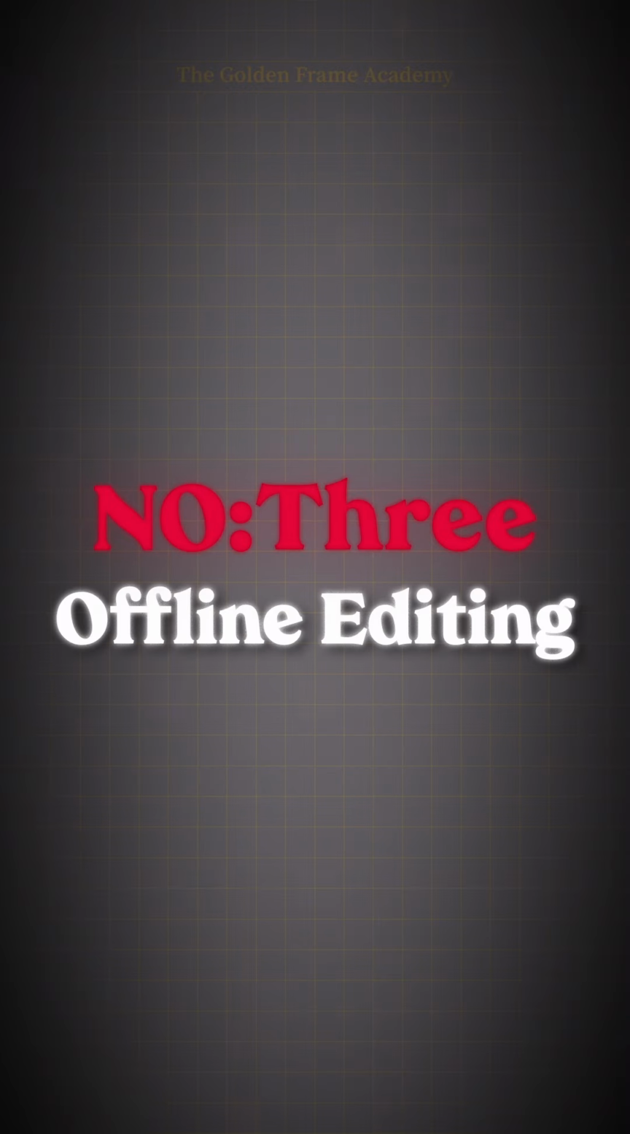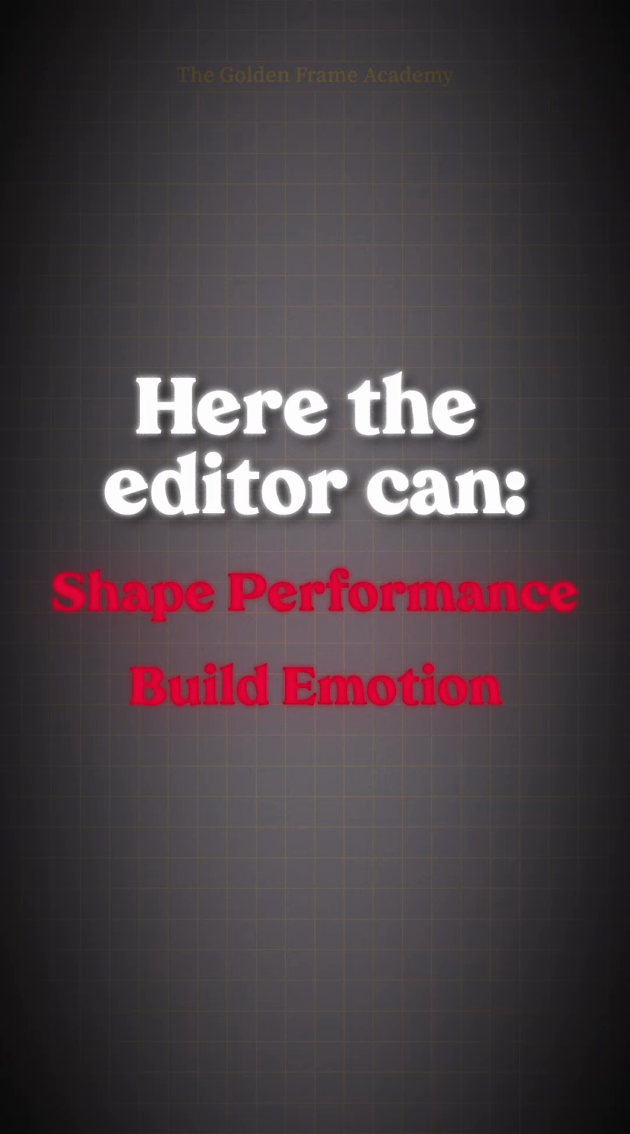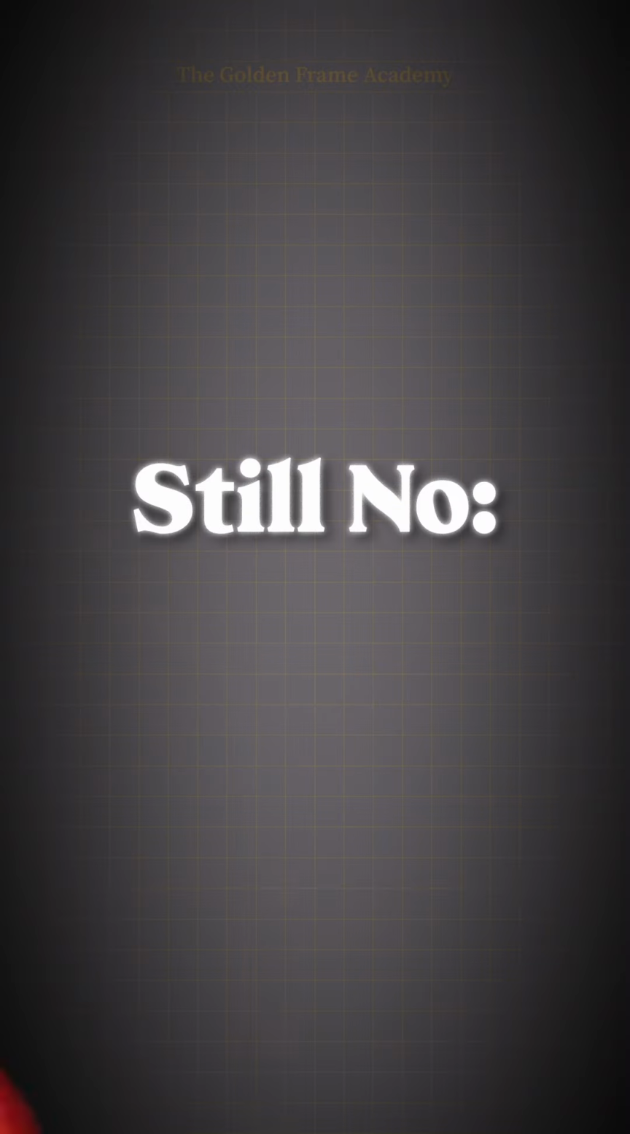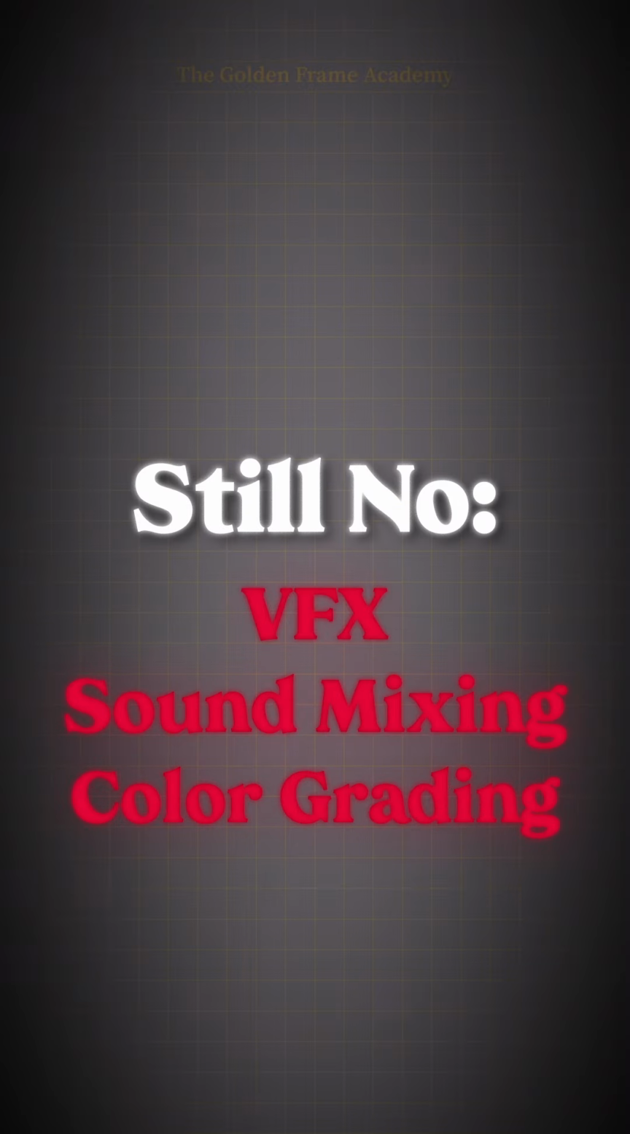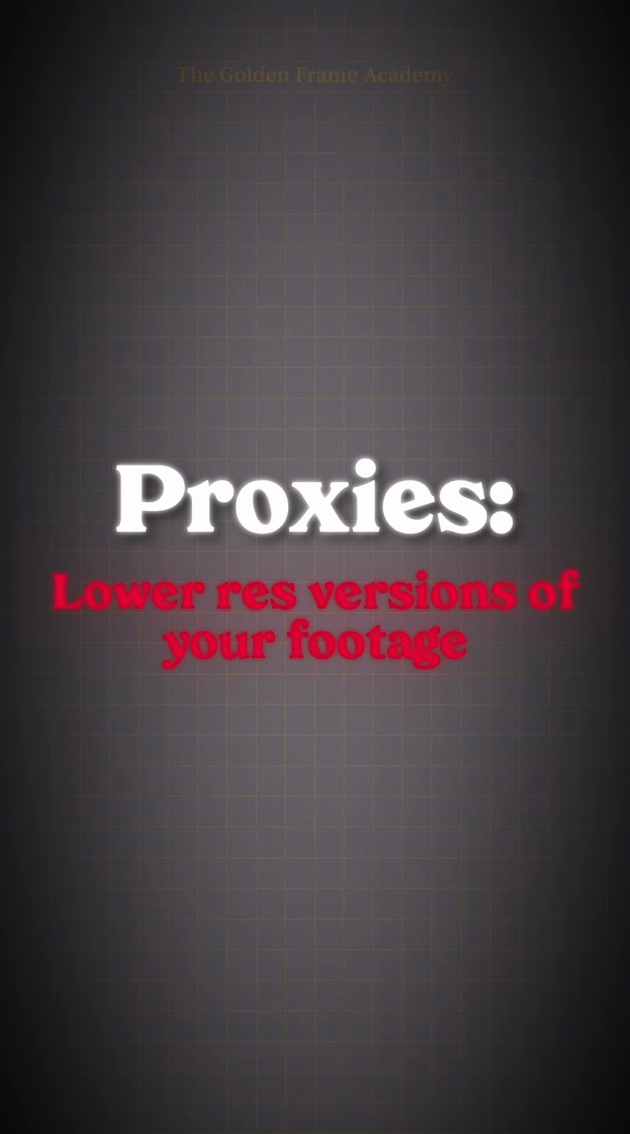Next is offline editing. This is where the editor really shapes performances, builds emotion and fixes up the pacing. This is where the fine minor details of the story and the film are edited. There's still no VFX, sound mixing or color grading involved. This is just fine tuning the story. Offline editing is normally where proxies or lower resolution versions of the shots are used to speed up the overall process and to smooth it out.